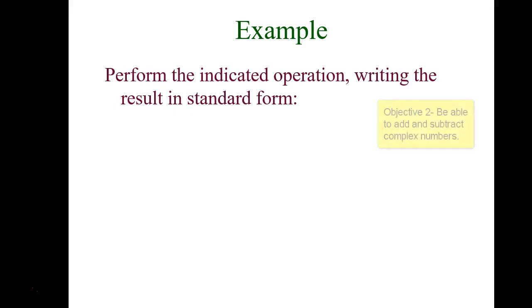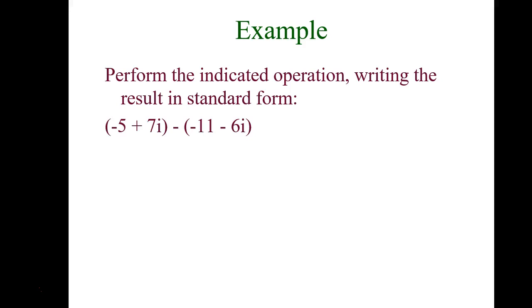So we're going to do a few things in this section with performing operations on complex numbers. So here's a question where it says write the result in standard form. So we're looking at (-5 + 7i) minus (-11 - 6i). So all we're going to do is we're going to treat this just like we would if this were an x. And we're essentially going to distribute the negative and combine like terms. So when you're adding and subtracting these complex numbers, you're just going to combine like terms. So this gives me -5 plus 11.